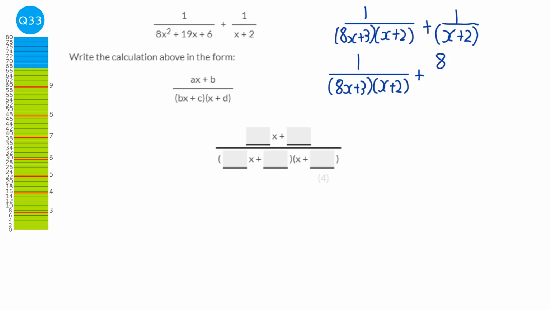1 times 8x plus 3 is just 8x plus 3. And that should do it neatly. And we've got the 8x plus 3 times the bottom, which will just give us the same denominator. So now the denominators are the same, we can just add the numerators. So it's just going to be 1 plus 8x plus 3, or in other words, it's going to be 8x plus 4. So it's 8x plus 4. And the bottom one is going to be 8x plus 3 and x plus 2.